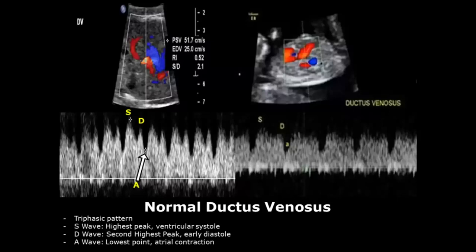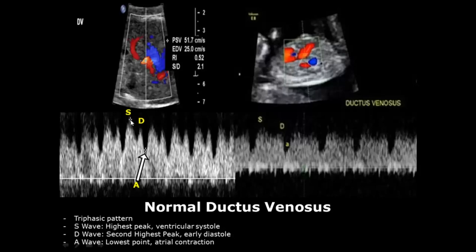Today we will study ductus venosus Doppler ultrasound. Ductus venosus connects the umbilical vein to the inferior vena cava. It carries oxygenated blood and it bypasses the liver circulation. It has a triphasic pattern on spectral Doppler.